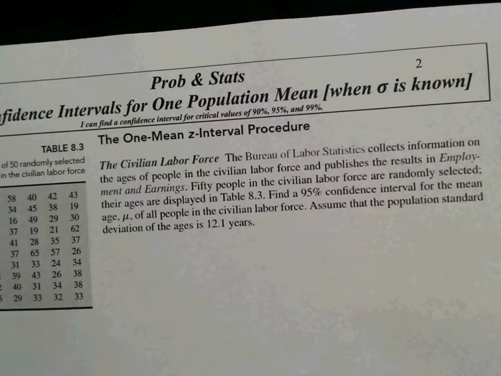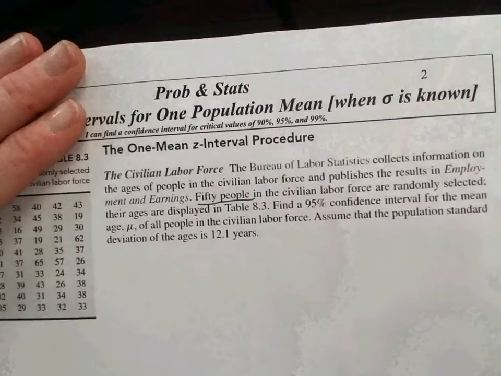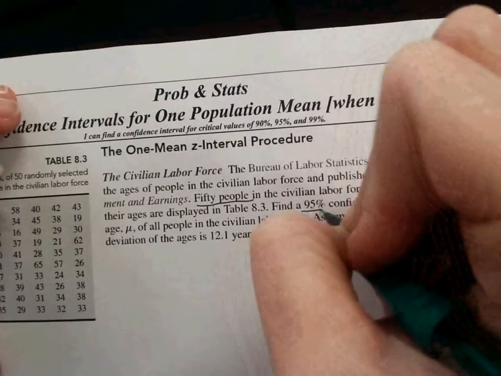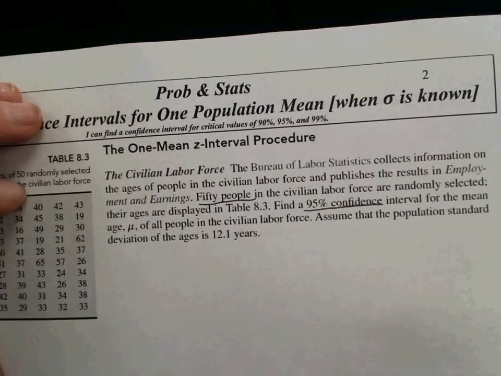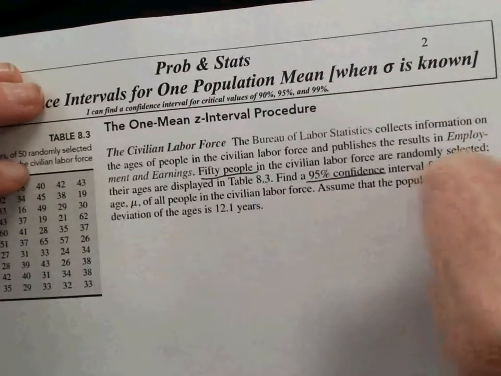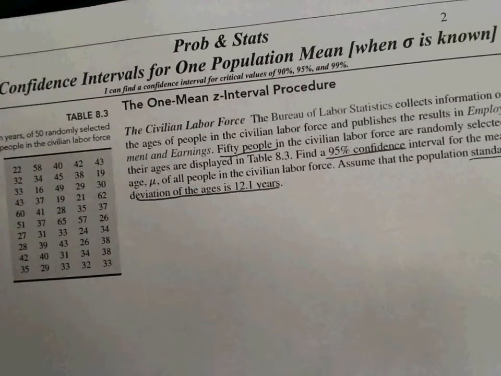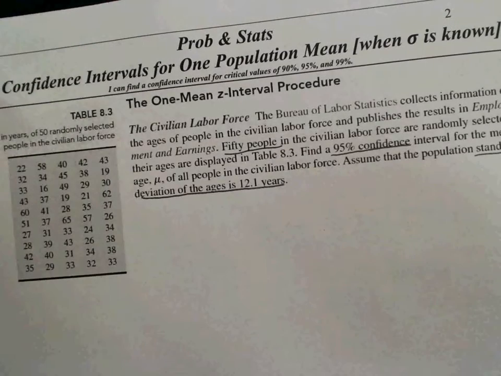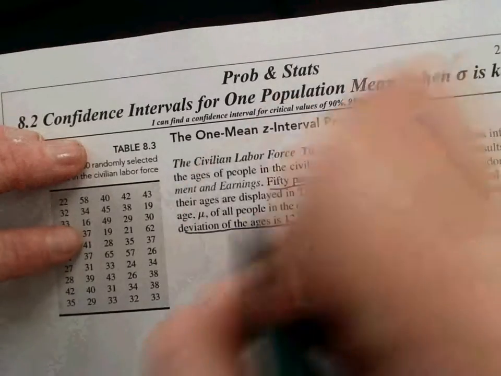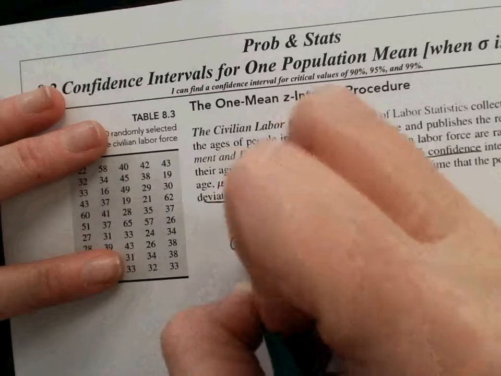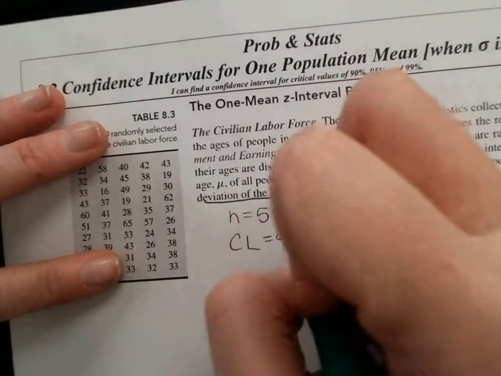Excellent. So some key information that you read: 50 people in the labor force, 95% confidence, standard deviation 12.1. Sort of like in algebra, it's good to write down the information you're given, then write down the formula, and then just plug stuff in. So we're going to write, okay, n is 50. My confidence level is 95%.